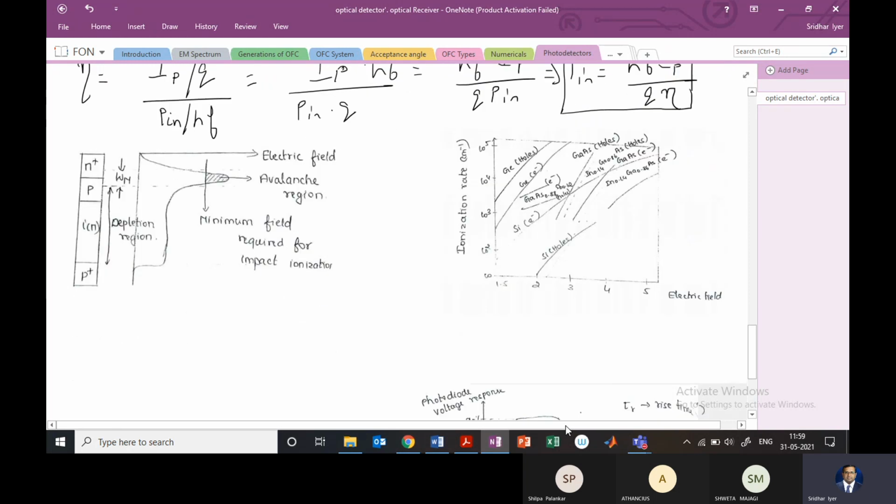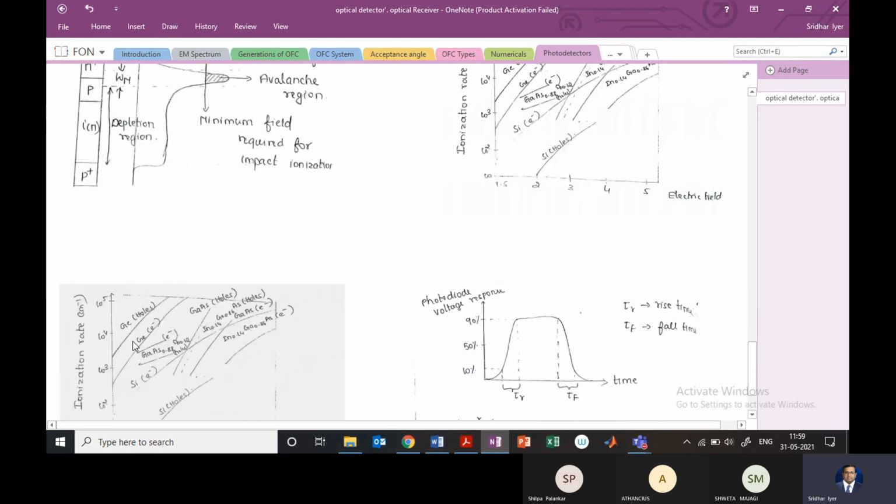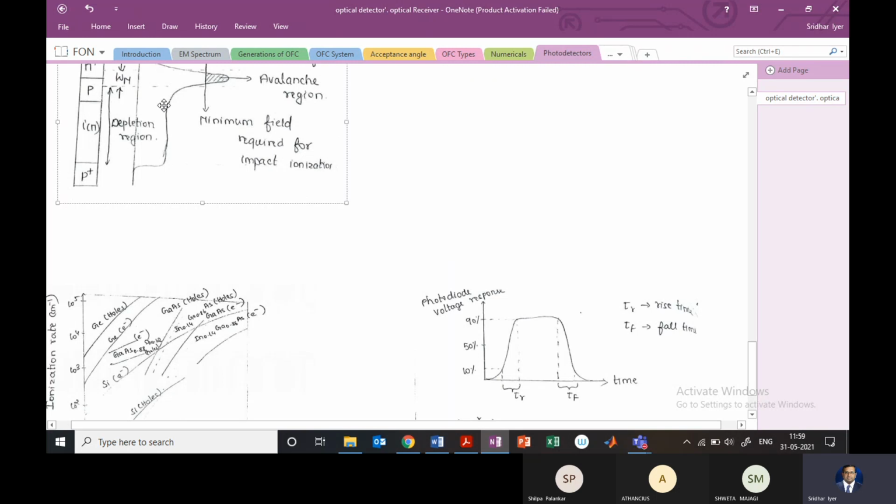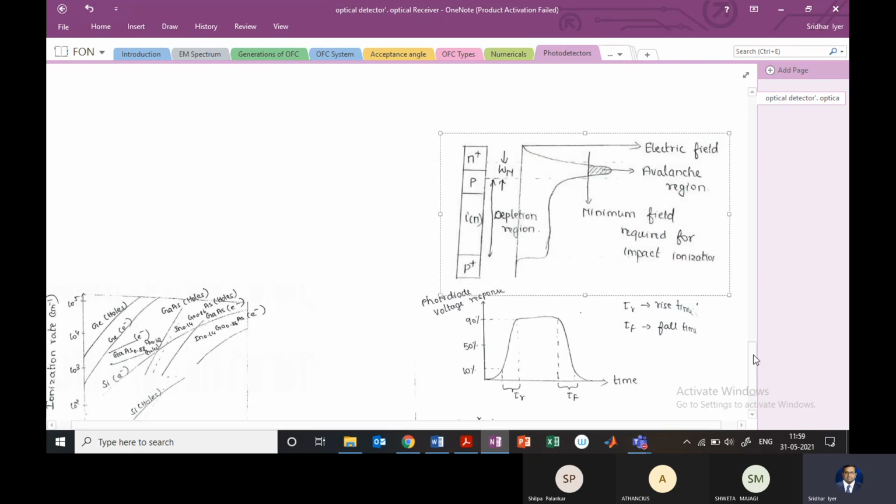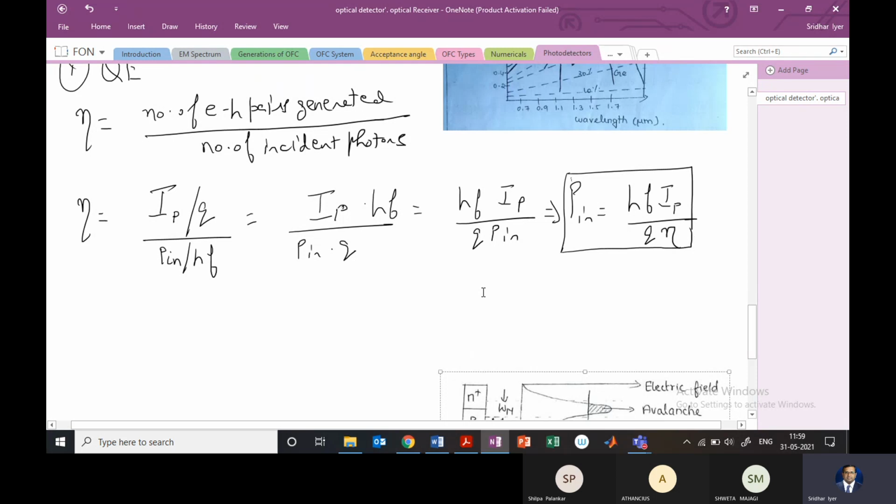Let me get these diagrams down. Okay. So we expect this eta to be as high as possible, right? So if a photodiode has, if 100 photons create 30 to, let's say, 90, for example, electron hole pairs, then this eta is going to be between 30 and 90, right? So this eta is what is known as the responsivity.